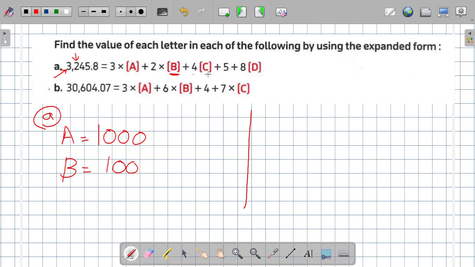Next I have 4 times C, but here 4 is in the tens place. So it's 4 times 10. So C equals 10. And 5 is in the ones place, so I will write 5. And 8 is in the tenths place. So it's 8 tenths, or 8 times 1/10. So I think D is 0.1 or 1/10. Okay.